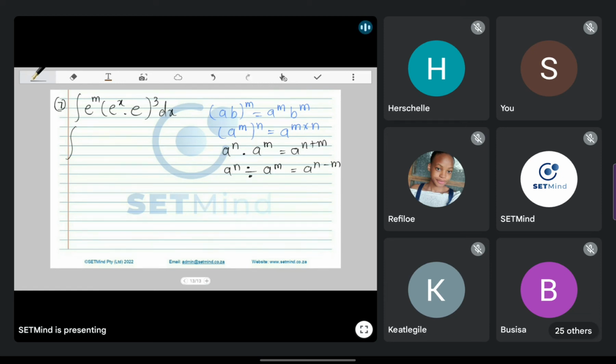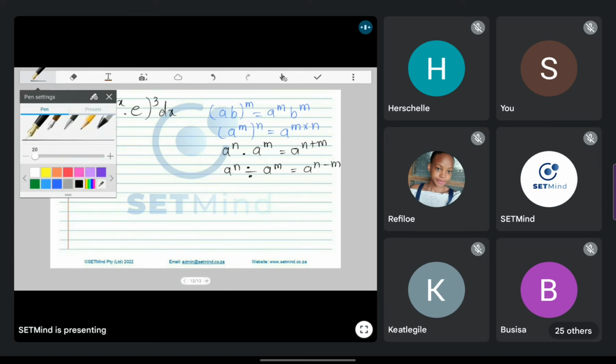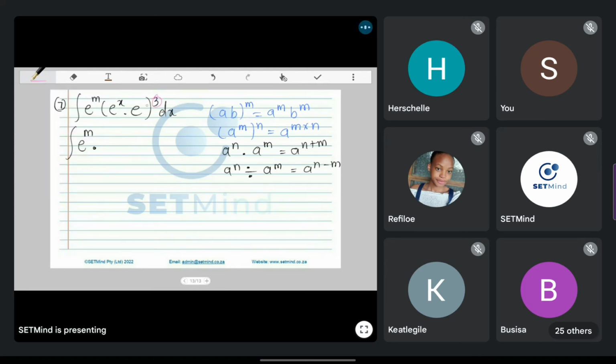So I'm going to have e to the m. M is obviously constant, so it doesn't matter. So let's distribute this 3 here, inside here, here, here. So if I do so, I'm going to have e to the power of 3x times e to the power of 3 dx.